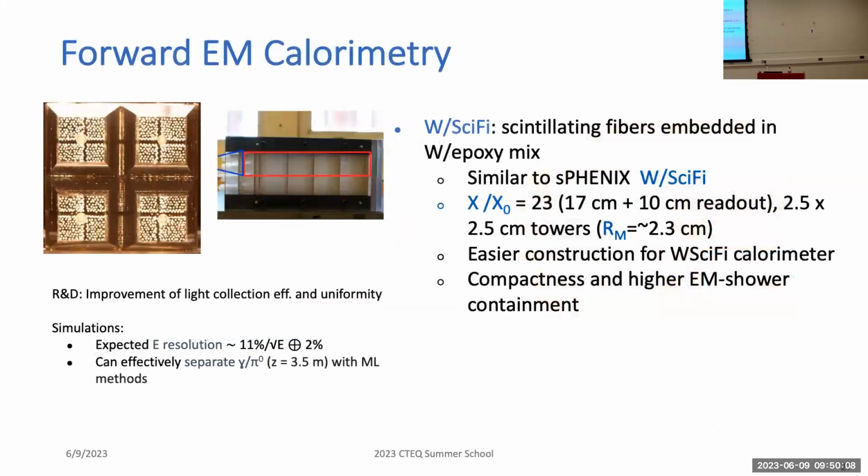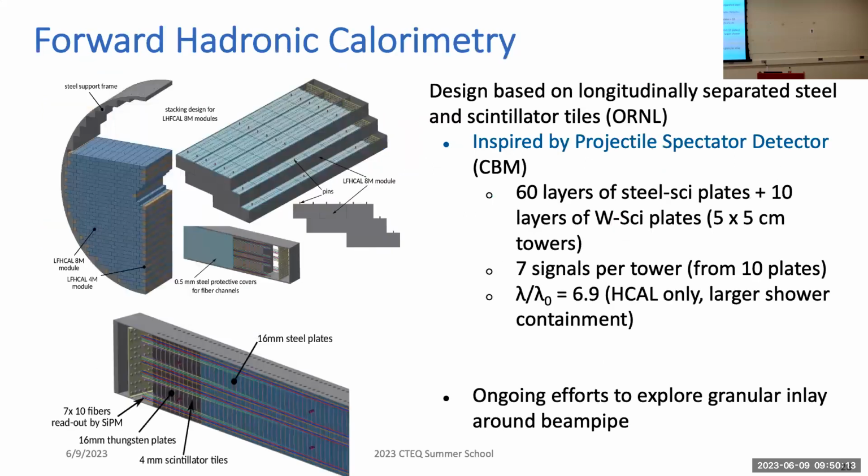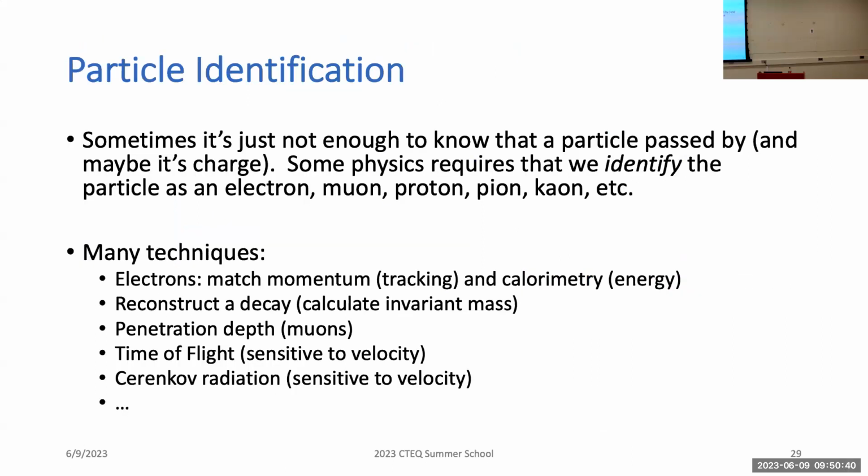The forward EM calorimetry, this is a tungsten SciFi calorimeter. I showed you the sPHENIX calorimeter yesterday. It's very similar to that. The longitudinally separated forward HCal is actually separated in depth. And the reason for that is the particle showers that go in this direction are highly compressed. So you may get many particles that overlap each other when they shower in the calorimeter. By looking at how they develop in depth, we can try to separate them and take advantage of combining tracking and calorimetry.